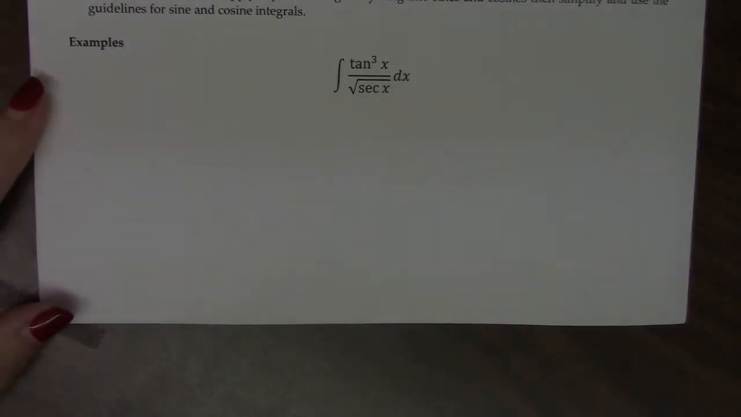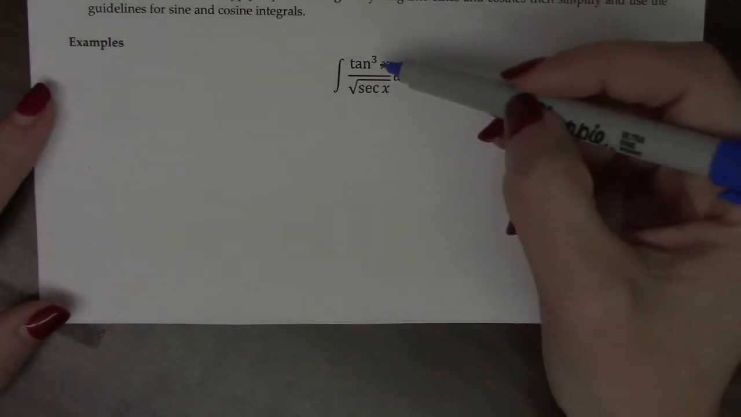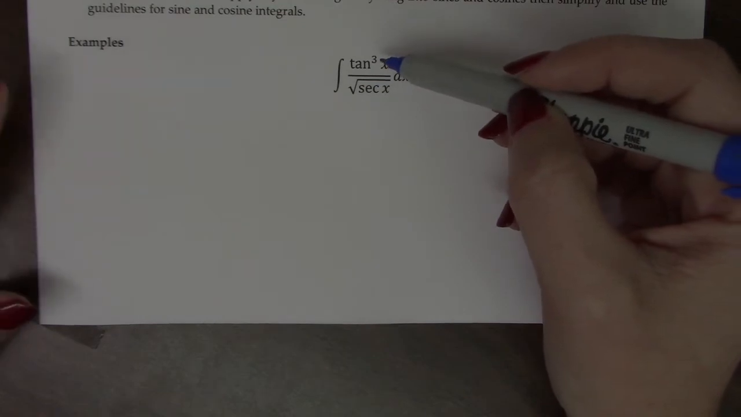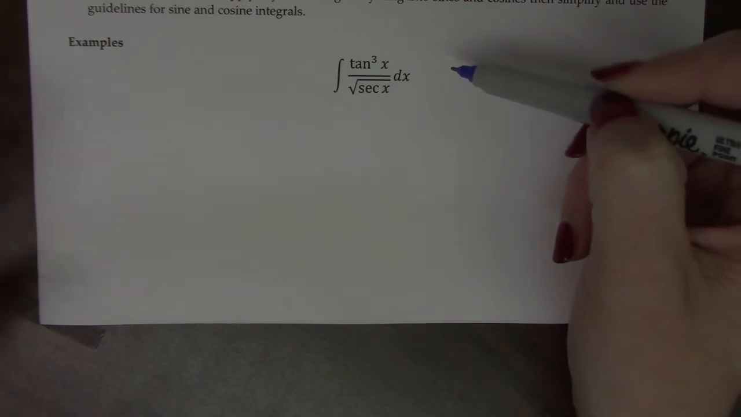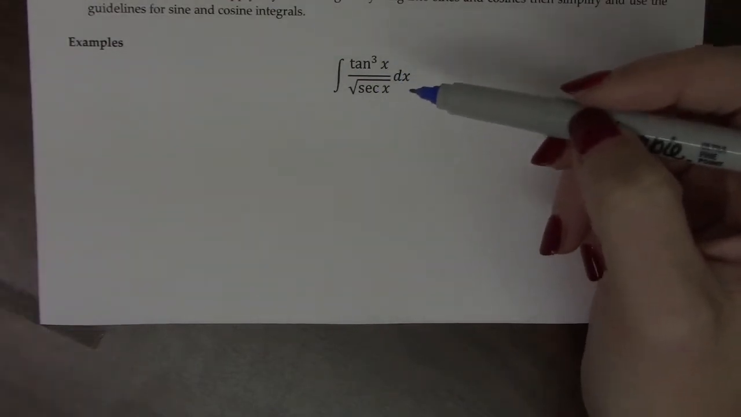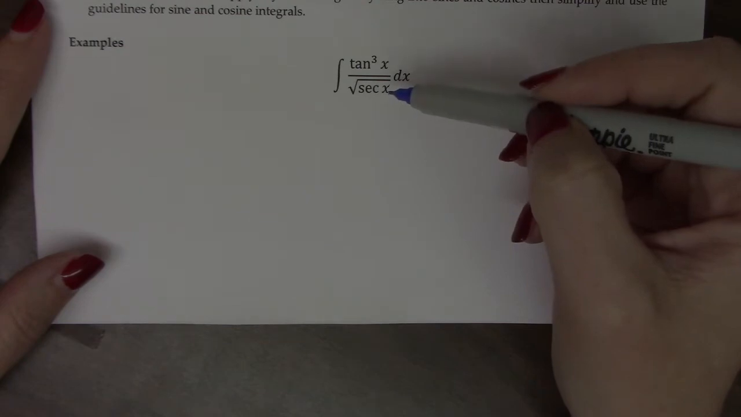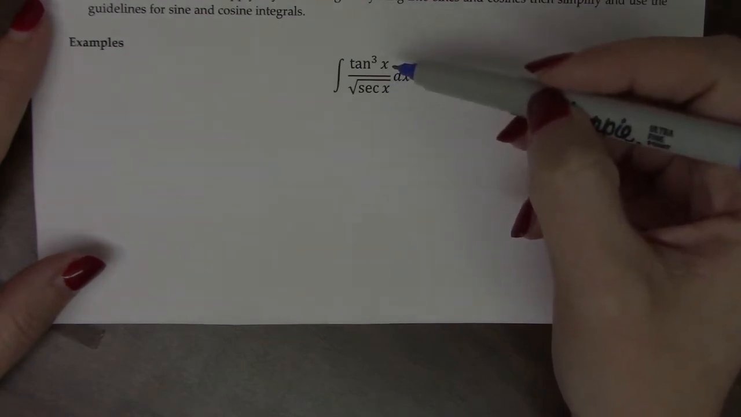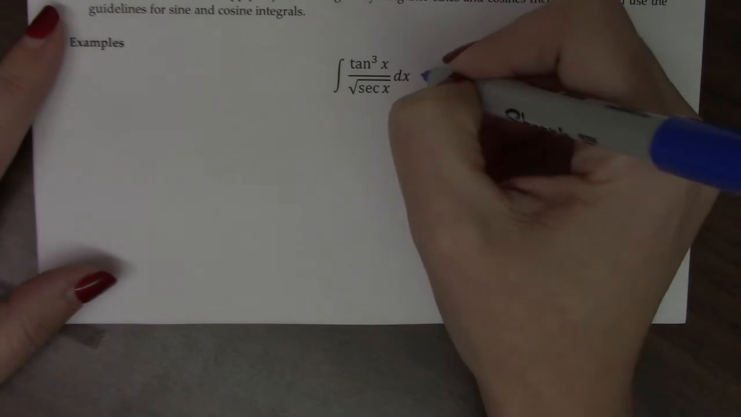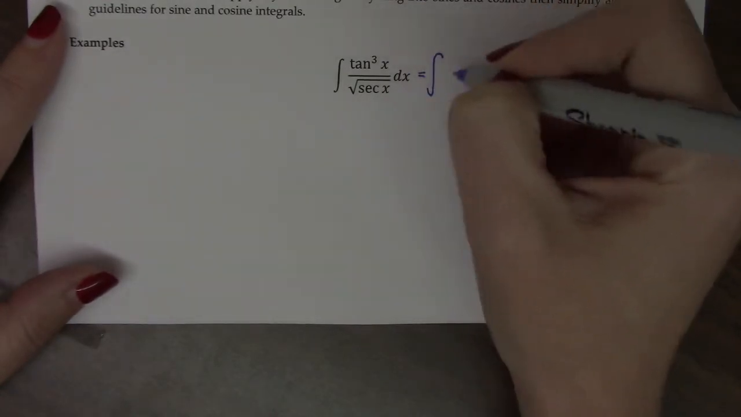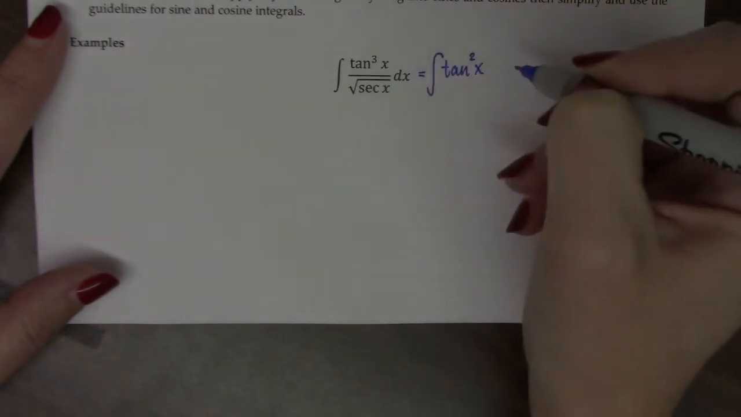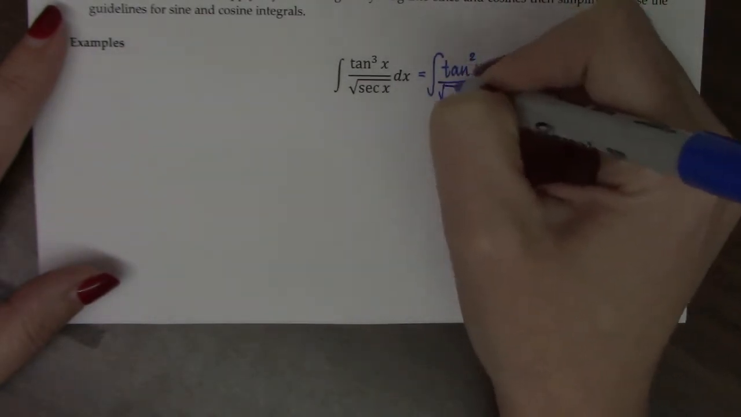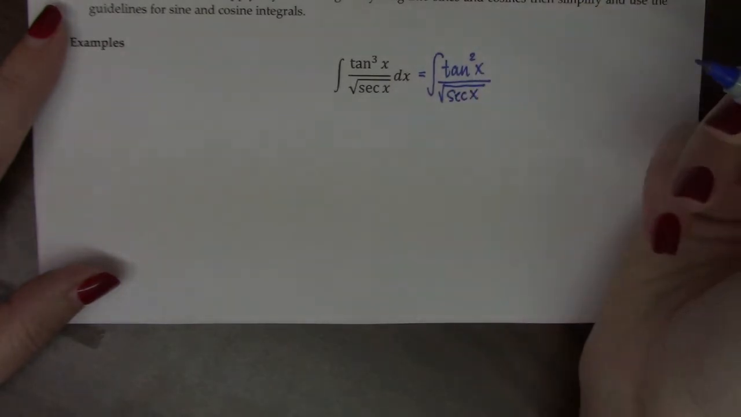So notice here that tangent is odd. So what this tells us we should do is look at guideline 2, and we should pull out a tangent and a secant, and then try to do a u substitution. However, this one's interesting because we have a secant to the 1/2 in the denominator. So I don't actually have any secants in the numerator that I can pull out, but we can actually get around that. So the first thing I'll do is I'm going to remove one of these tangents. That leaves me with tangent squared x. And I'm going to leave the square root of secant alone in the denominator.